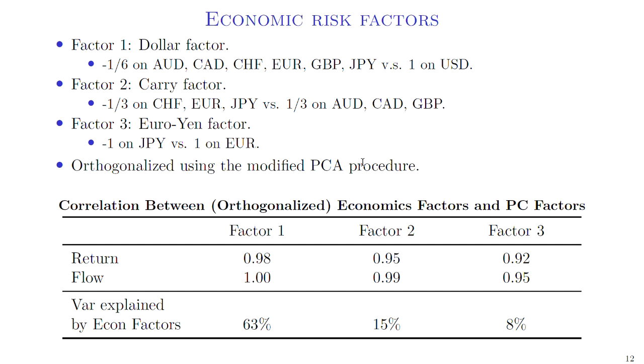Of course, if you construct the 3 factors this way, they're not going to be uncorrelated with each other. So we're going to run our procedure on these factors to make sure they're orthogonalized. And on the bottom is to show the orthogonalized economic factors, which we're going to use throughout later in the paper, versus the PC factors we just constructed. And you can see their correlation is pretty high. These correlations are all over 90%, and for the first 2 factors, the correlation in return and flow is pretty much close to 1. So basically, we're going to use these econ factors throughout because they are more stable.